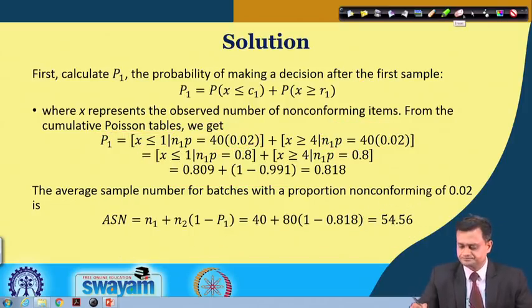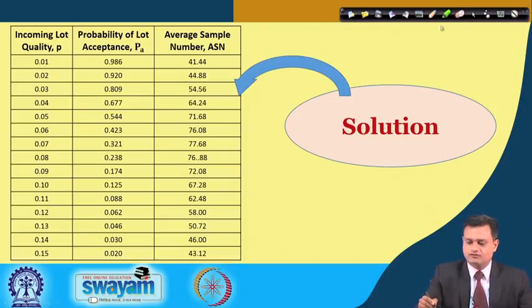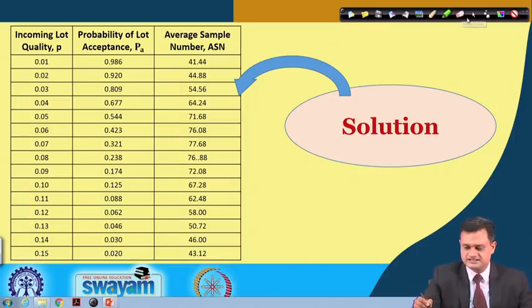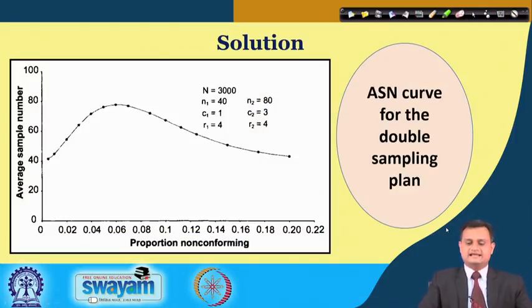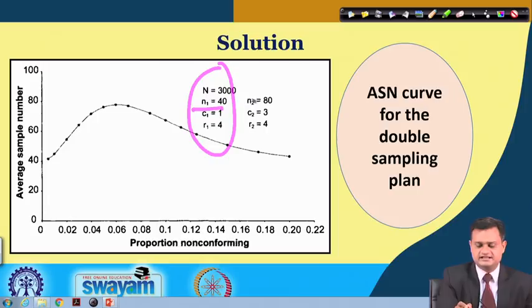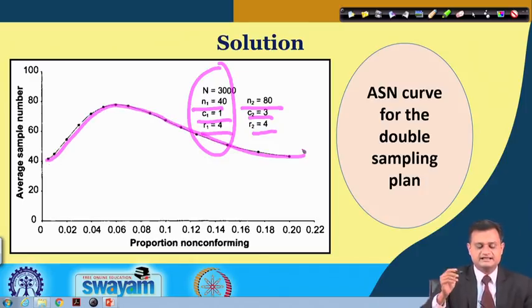So, with this understanding, I can extend my calculation for multiple points. What you can do here is, you have incoming lot quality p of 2%, 3%, 4%, 5%, you have the probability of acceptance that you can find, and you have the average sample number. Once you have the average sample number, you can plot this on a graph and you would get something like this. So, what does it mean? Here n1 is equal to 300, n2 is 80, C1, R1, C2, R2 are 1, 4, 3, 4. So, I have the average sample number to be inspected in this fashion.